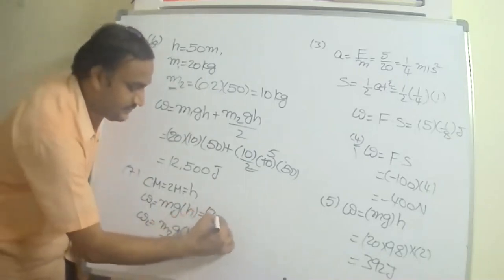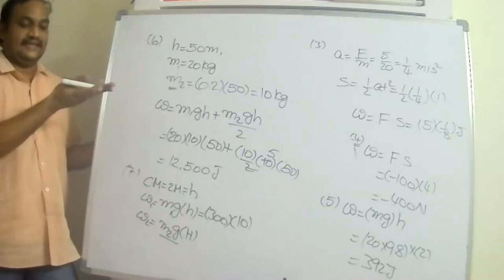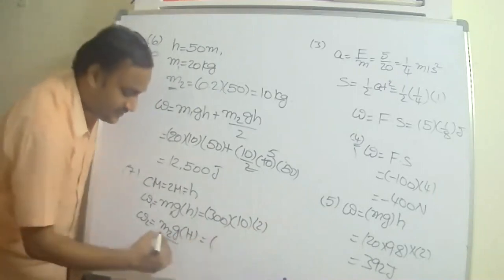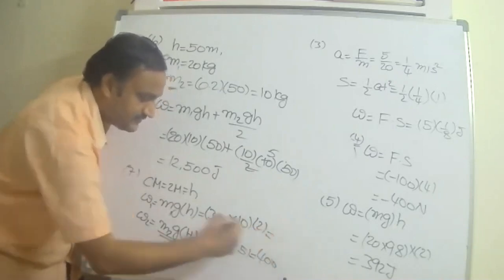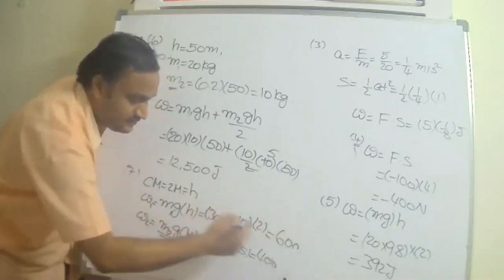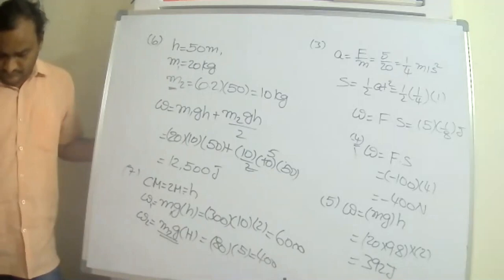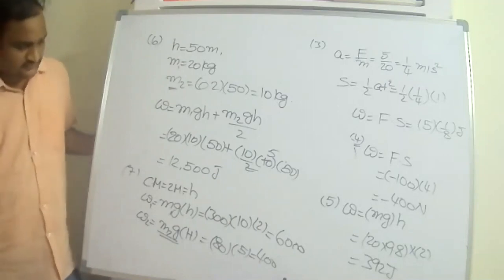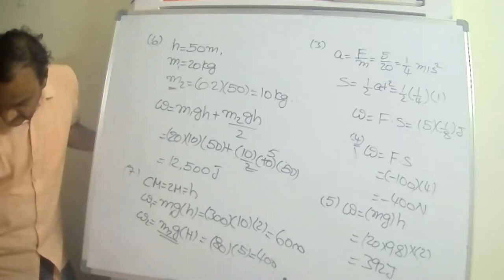300 newtons into 10, the center of mass was on the ground, it rose 2 meters, so into 2. Here 18 newtons. M2G itself is 18 newtons weight. H is 5 meters. So 400. This is 6,400 joules. Weight 300 newtons, 2 meters. 300 to 600, 10. 6,000. M2GH, 80 and 5.